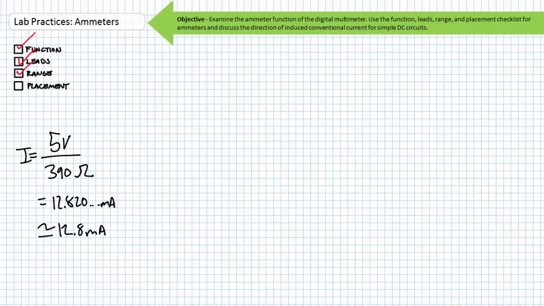Range. The HP is an auto-ranging meter, so you don't need to worry about manually ranging it. Isn't that convenient? If you want more work for yourself, you can force it out of auto range, but we're going to keep it as is.